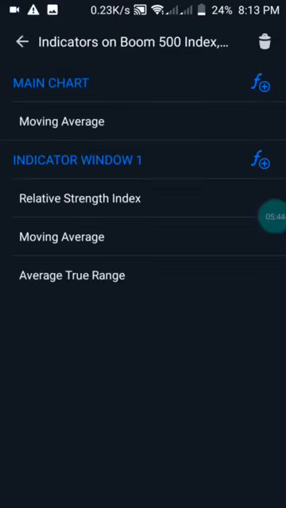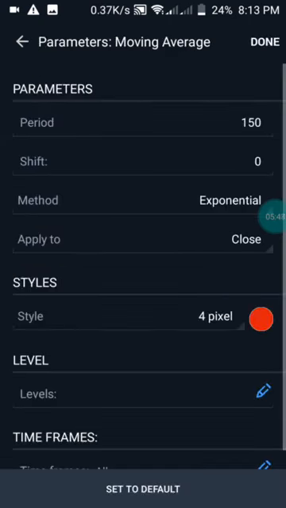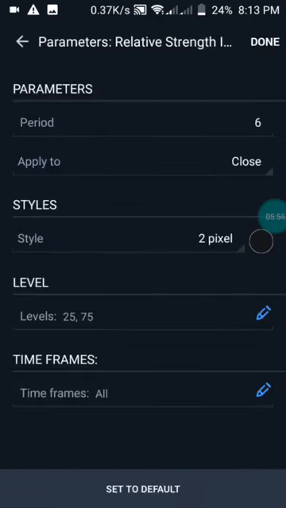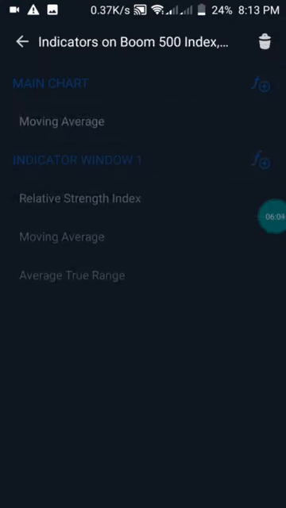So let me show you the settings of this strategy. We have the main chart, which is the moving average of 150. We have the exponential, we have apply to close. Just screenshot it. I don't want this video to be too long. Then you press undo. Then we have our relative strength index. We have the period of 6, apply to close, black color, and the two levels 25 and 75 here. Then you press undo.